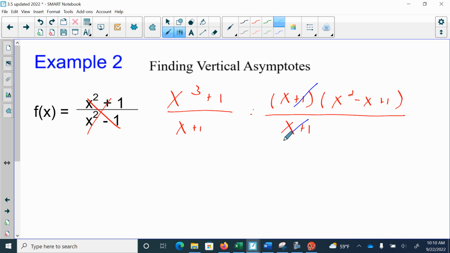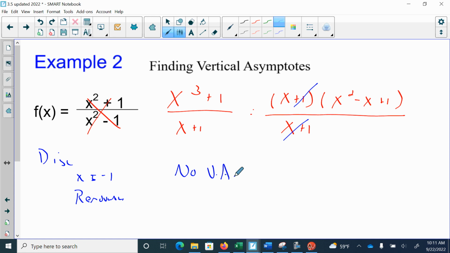So it's discontinuous at x is equal to -1, but that's removable. Everyone agrees? So since it's removable, there are no vertical asymptotes. The only thing this graph is going to have is a hole.